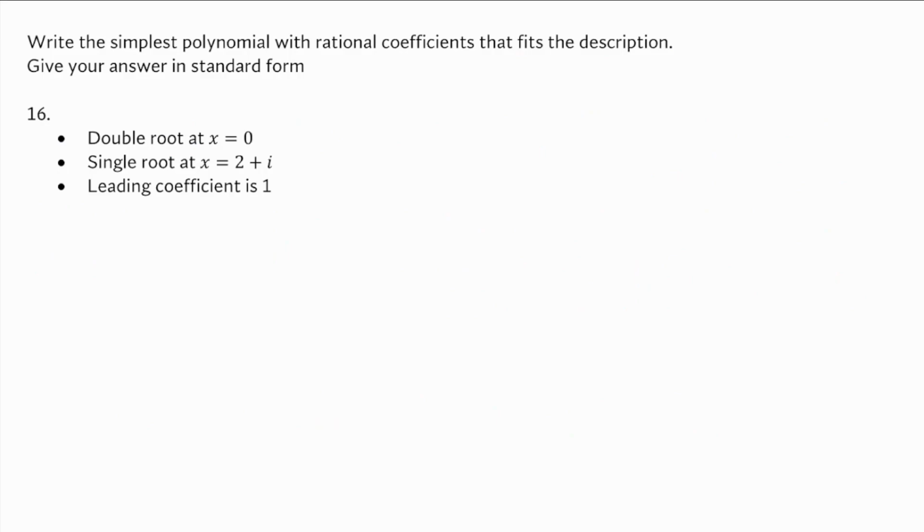Now these last two, these are kind of like the classical minimal polynomial problem. So I think this will be a good couple of problems for us to wrap up our practice with. So a double root at x equals 0 means I'm going to have the factor x minus 0 twice. So x minus 0 times x minus 0. And a single root at x equals 2 plus i. Now, if we're going to have rational coefficients, that means that x equals 2 minus i needs to also be a root.